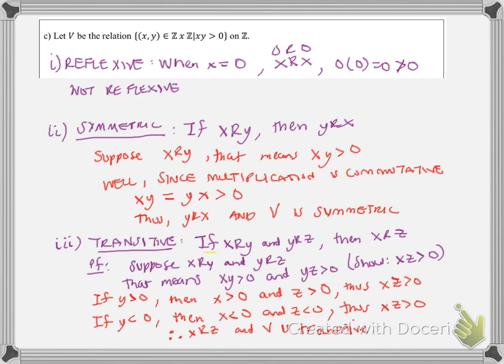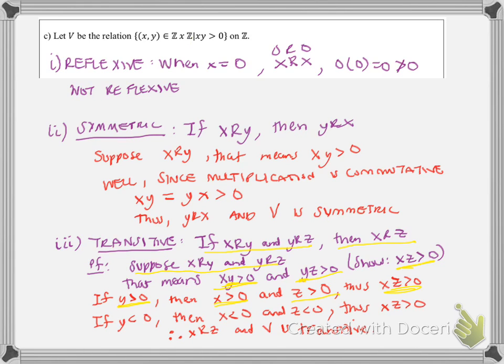So remember, transitive says if x relates y and y relates z, then x relates z. Well, suppose our if statement, x relates y and y relates z. Well, that means x times y is greater than 0 and y times z is greater than 0. We have to show that x times z is greater than 0. Well, since y is contained in both those inequalities, then y could either be positive or negative, right?